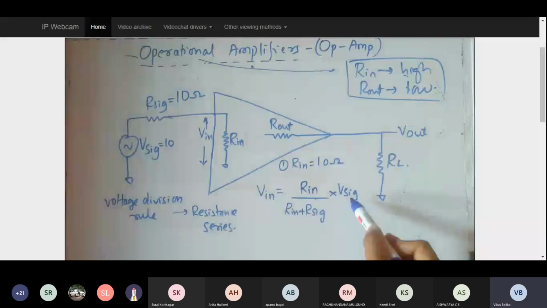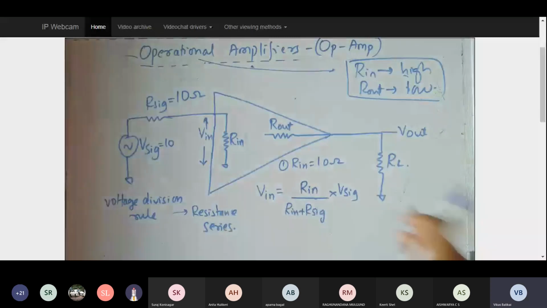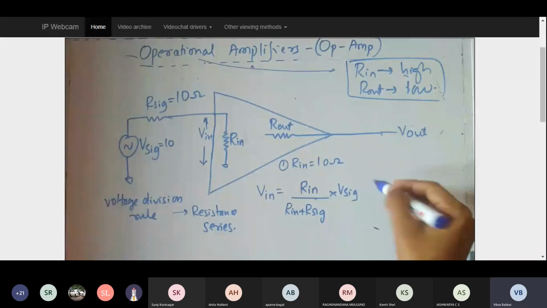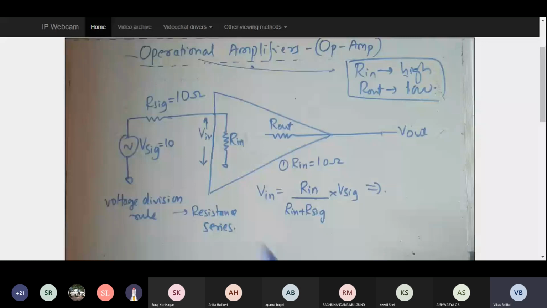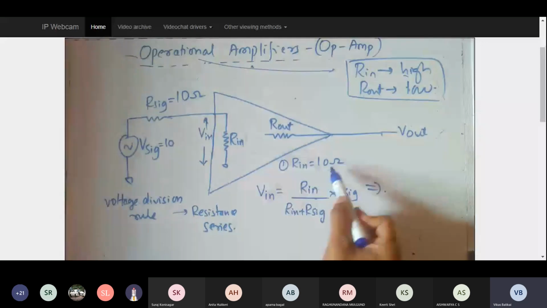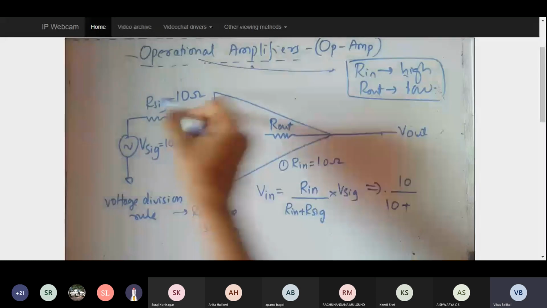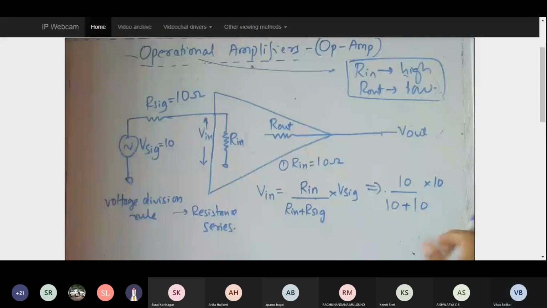So if I simplify and try to understand what the resulting value will be, can you substitute and tell me? Rin, for the first case, I have taken 10 ohm, divided by 10 ohm plus Rsig, which is also 10 ohm, multiplied by 10. Can anybody quickly tell me what the resulting Vin will be on solving this? 5 volts. Exactly, 5 volt.